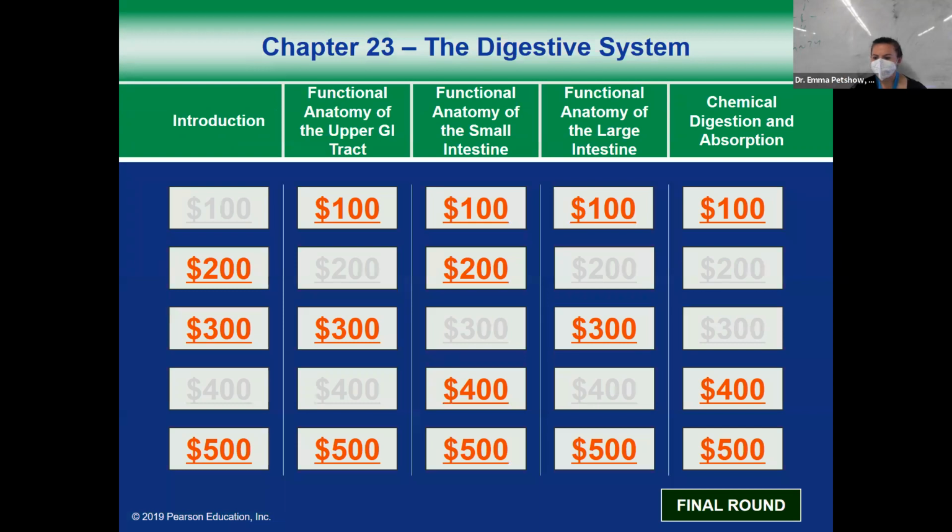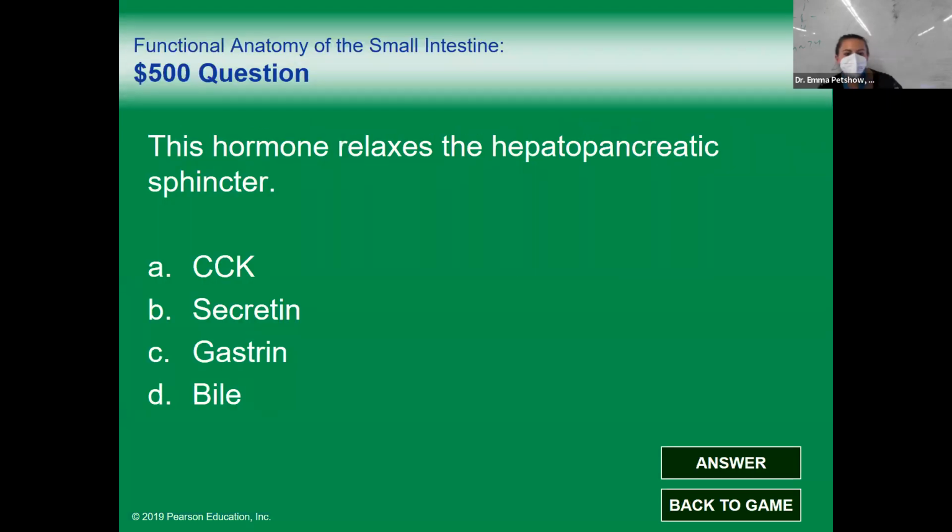All right, where to? Small intestine 5. This hormone relaxes the hepatopancreatic sphincter. Is it cholecystokinin, CCK, secretin, gastrin, or bile? Who relaxes the hepatopancreatic sphincter? And my other thing I would say is who allows other pancreatic enzymes to be released? That might be a good hint. Most of you are already on the same page.